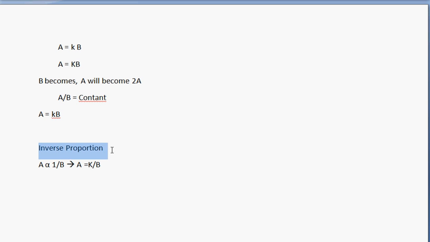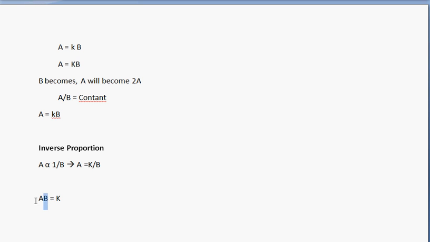Now there is something called inverse proportion as well. This is the sign of proportion, which is similar to our alpha. If a is proportional to 1 by b, then we say that a is inversely proportional to b. In this case, if a is doubled, b would become half, right? What is constant here? A into b is equal to constant. K is a constant term.